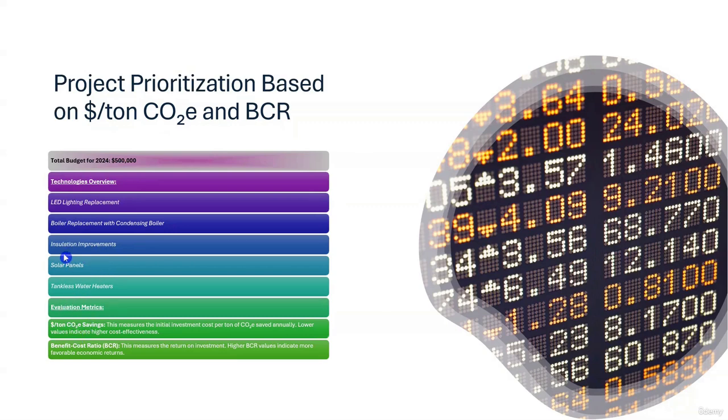What are our evaluation metrics? A dollar per ton carbon dioxide savings. This measures the initial investment cost per ton of carbon dioxide emissions saved annually. Lower values indicate higher cost effectiveness. Benefit cost ratio, this measures the return on investment. Higher benefit cost ratio values indicate more favorable economic returns.